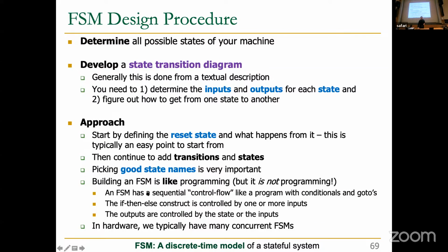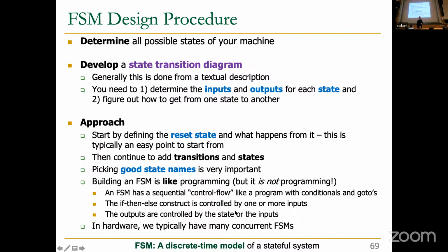And as I just mentioned, I gave an example of it as a sequential control flow, like a program with conditionals and go-tos. For example, if I'm in this state and if I've seen a digit 1, I should go to this state. Otherwise, I should go to this other state, for example, right? So basically, you can actually express a finite state machine as a program. It's not that hard. The if-then-else construct is controlled by one or more inputs, and the outputs are controlled by the state or the inputs.